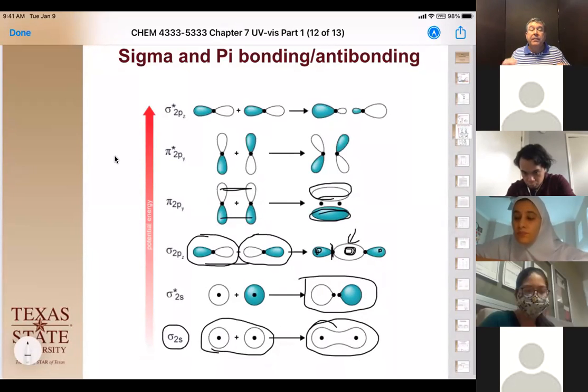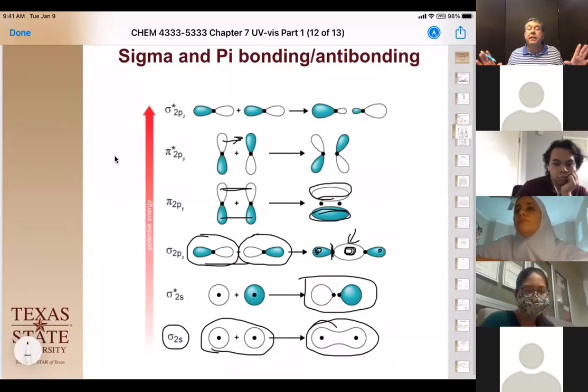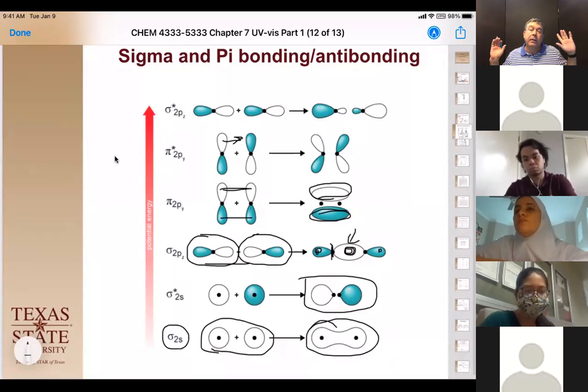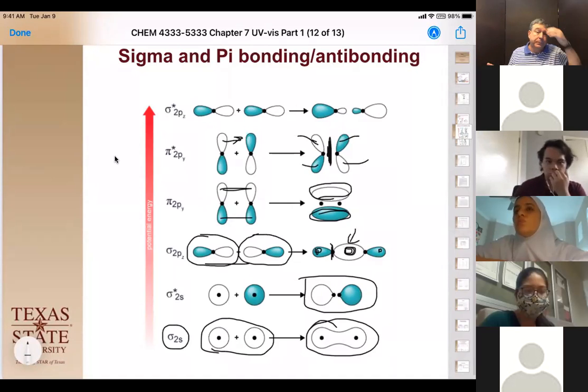But the antibonding orbital, because we cannot overlap this since they're out of phase, they start bending away from each other from that electron-electron repulsion, and therefore you end up with no electron density here in the middle, and you still have these orbitals being forced out and not bonding.